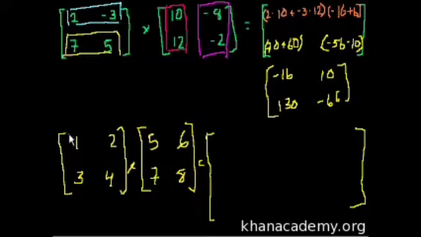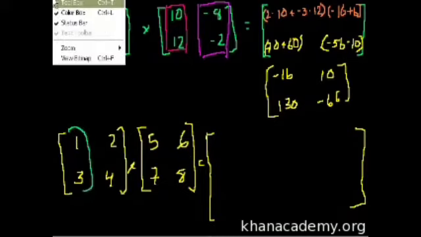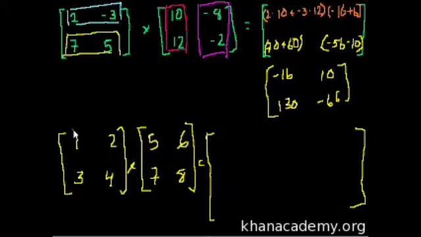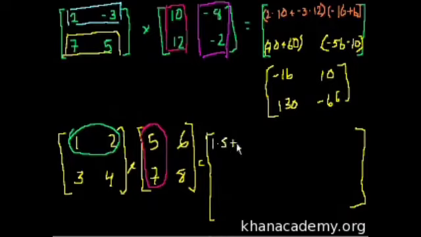So to get this term right here, the top left term, the one that has row 1, column 1, we're going to take the row 1 information from here, and the column 1 information from here. So you can kind of view it as this row vector times this column vector. So it results in 1 times 5 plus 2 times 7. And so this term will be this row vector times this column vector.